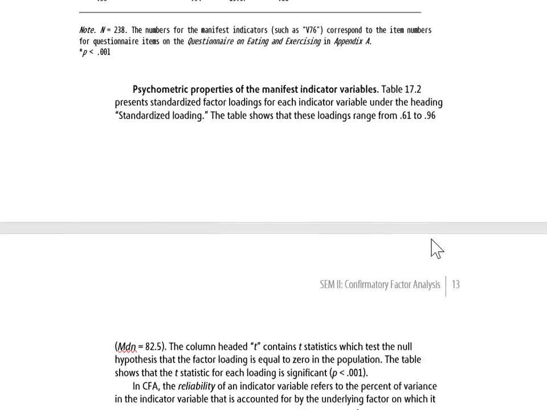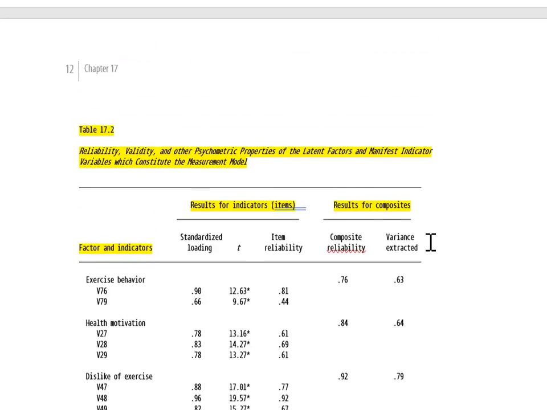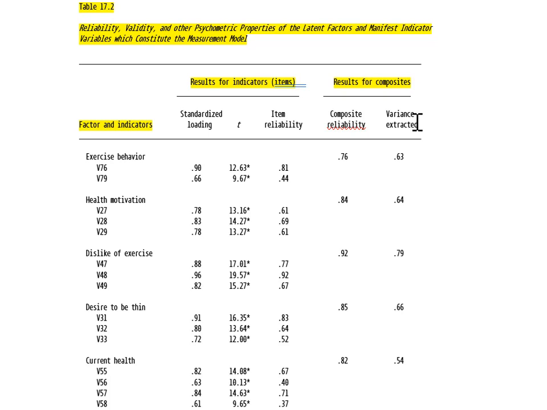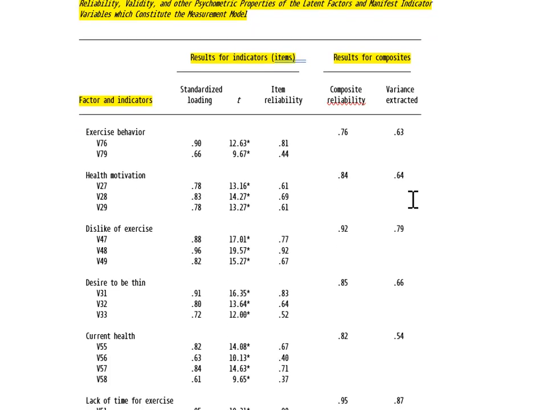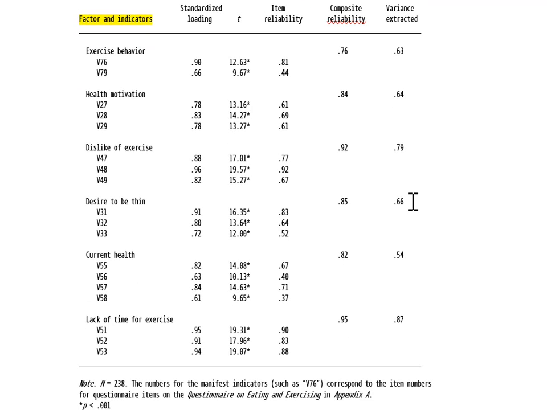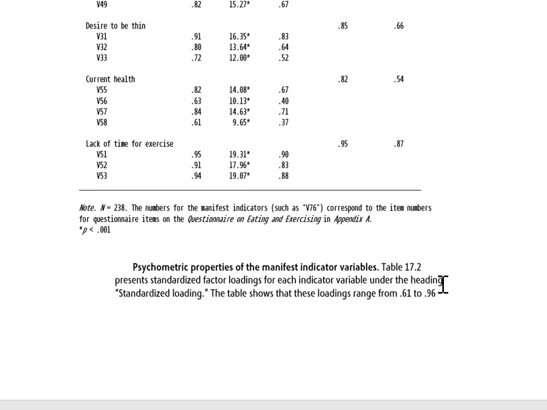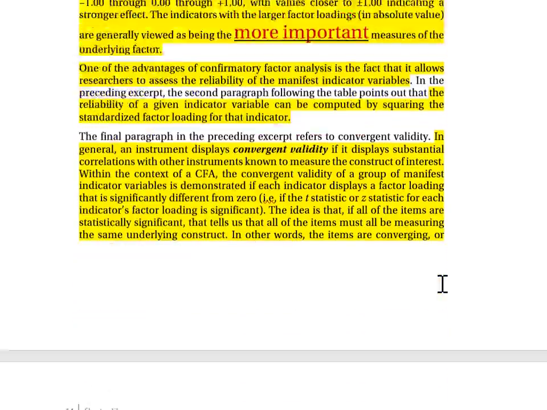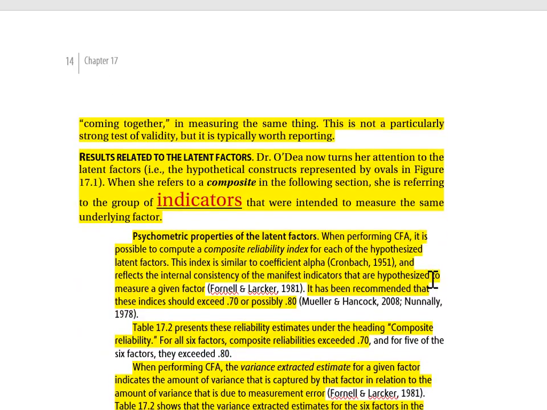What are we talking about? We go back to the table that's on page 12. The last column is variance extracted estimates. Ideally, we want these to be bigger than 0.50. For exercise behavior, the variance extracted estimate is 0.63. That's bigger than 0.50. For health motivation, it's 0.64. That's bigger than 0.50. If we look at each of these latent factors, variance extracted estimates all exceed 0.50, exceed the minimally acceptable values. So that's good. We've gotten past that hurdle.